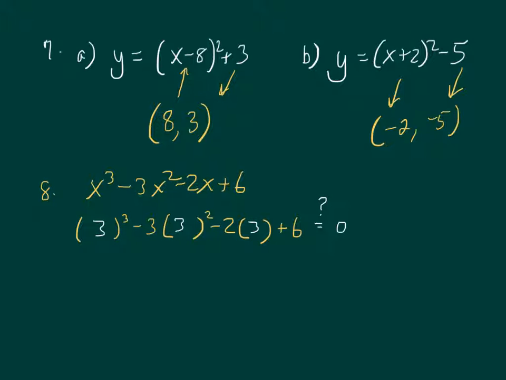This is called the remainder theorem. So in our case here, we end up getting 0 on the left-hand side, and that means that 3 is a root. So 3 is a root. Okay, so next question, number 9, it's asking us again about a root.